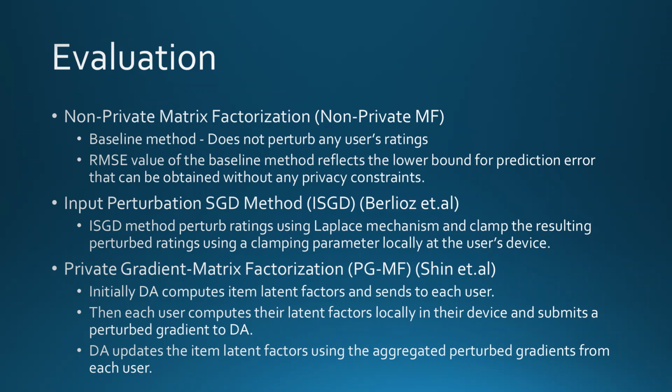So in here, what happens is initially item latent factors are computed at the DA and are sent to each user. Then each user will compute their latent factors locally in their device and submit a perturbed gradient to the DA. Aggregated perturbed gradients from each user will be gathered by the DA, and the DA will update the item latent factors, and at the end of the day they will make the recommendations and send them back to the users. So here what they did is they used a randomized response mechanism in order to perturb each user's gradient.